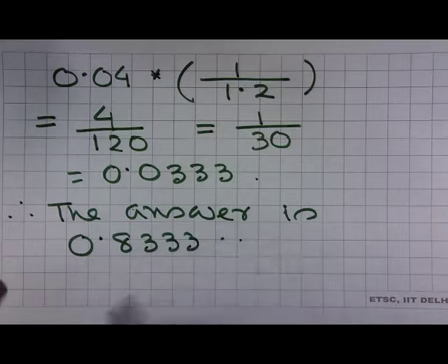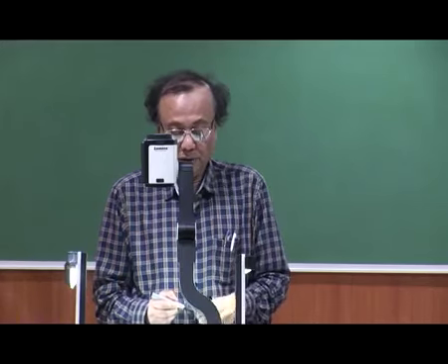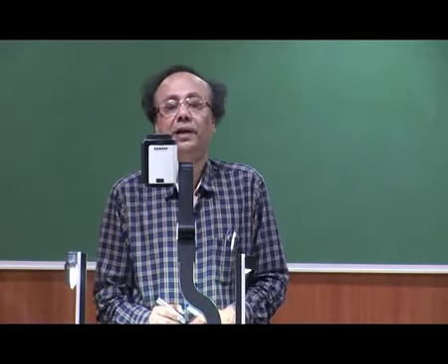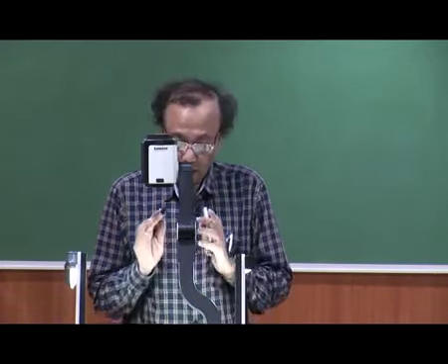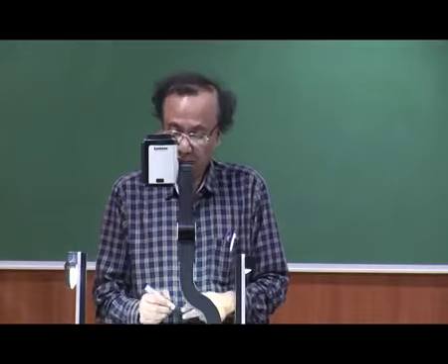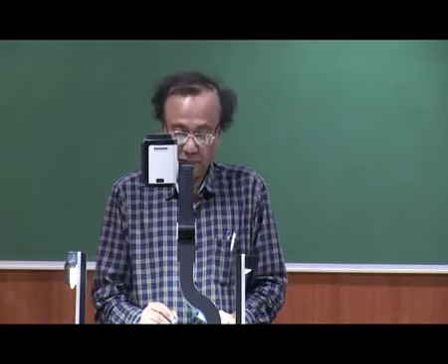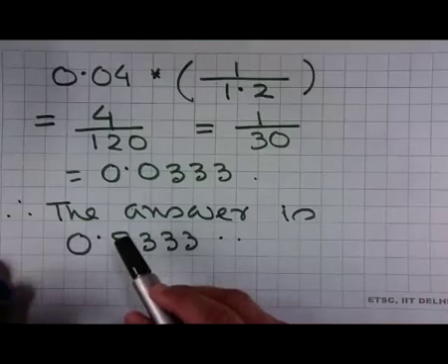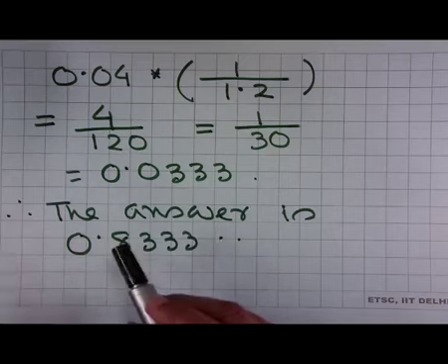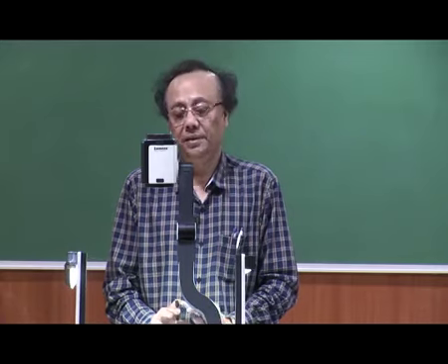Therefore, the answer is 0.8333. Therefore, we see that for both (1 minus r) to the power minus 1 and (1 plus r) to the power minus 1, we can verify that the series actually gives the right answer when we check it with some known values. Note that so far we have not really proved it, but we have just verified.